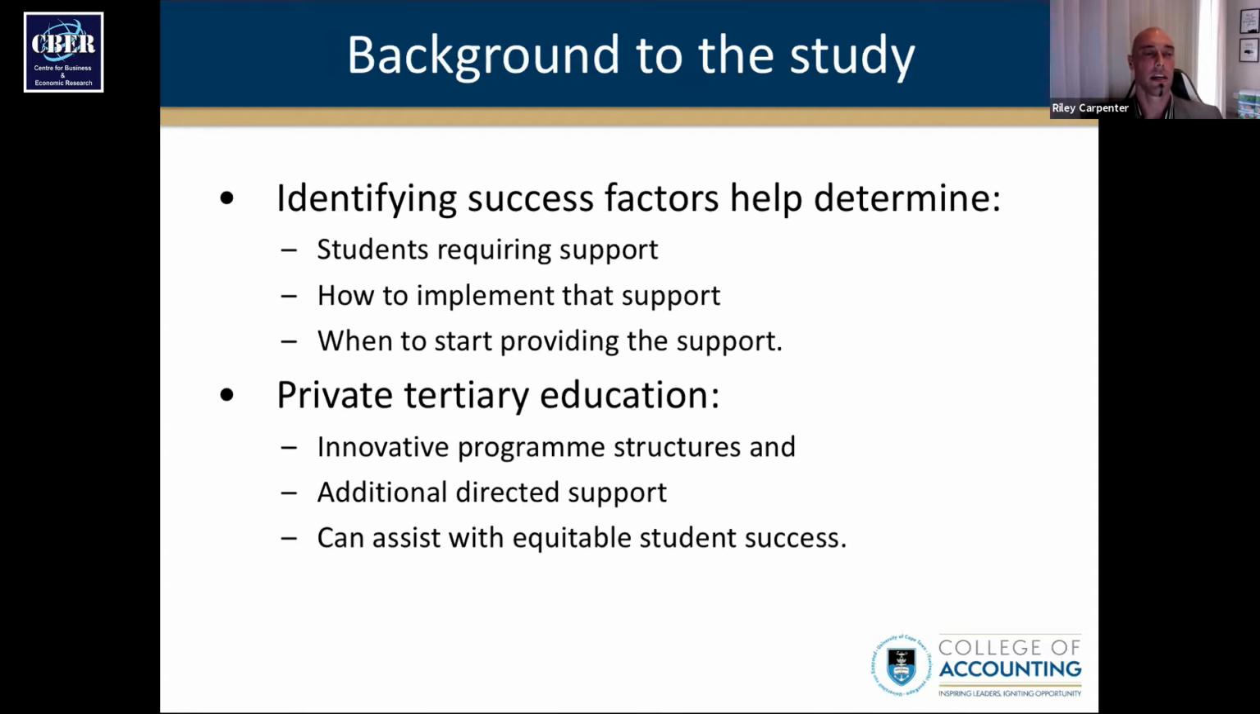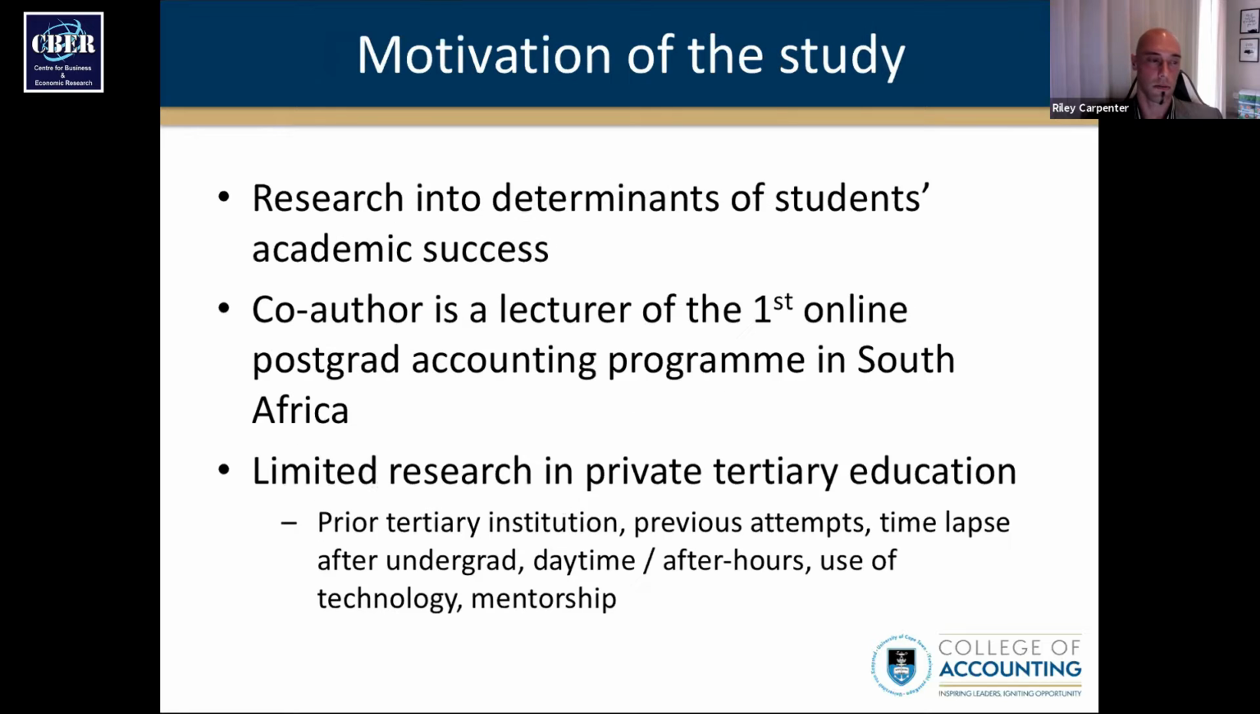The background of the study is that we need to identify success factors. This will help provide support to students, show us how to implement that support, and when to start providing that support. In terms of private tertiary education, there are innovative program structures where you can provide additional directed support, and that can assist with equitable student success.